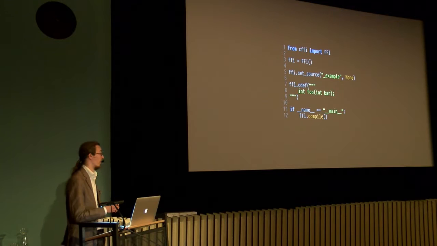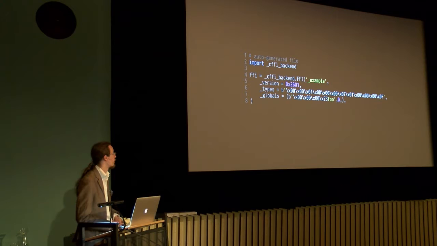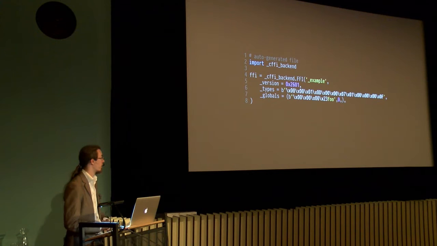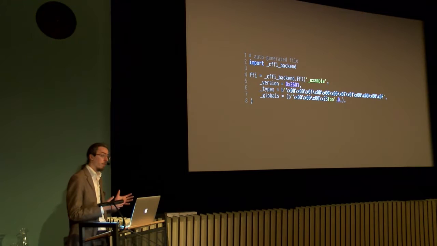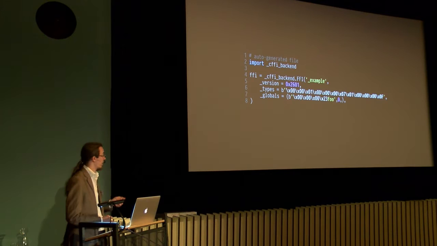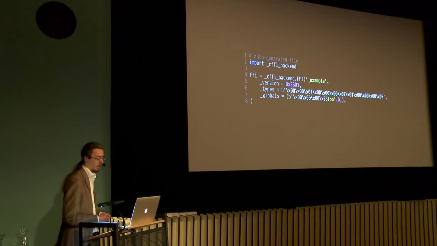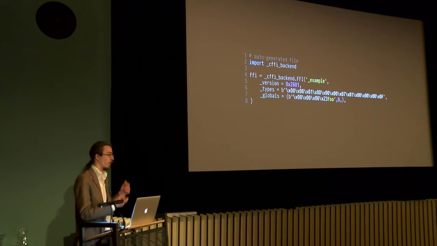So this is the file that is produced. For our simple foo function, there's not a lot of data, but you can imagine that if you're importing a big library with lots of functions and lots of types and structs and you name it, this file will be pretty huge. But importing this is really simple because they're just byte strings, and that hardly takes any time. So this is a great performance improvement, and this is the way you should use it if you're going to use something like this in production.